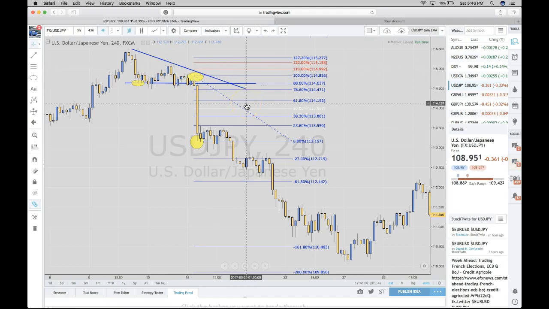When I'm drawing my Fibonacci on a downtrend, your point A is going to be based off the top portion of a bearish candle, and your point B is going to be based off the bottom portion of a bearish candle. So right when the market found that level of support, it's going to be based off that bottom wick of the bearish candle. So it's bearish to bearish, and bullish to bullish on an uptrend.